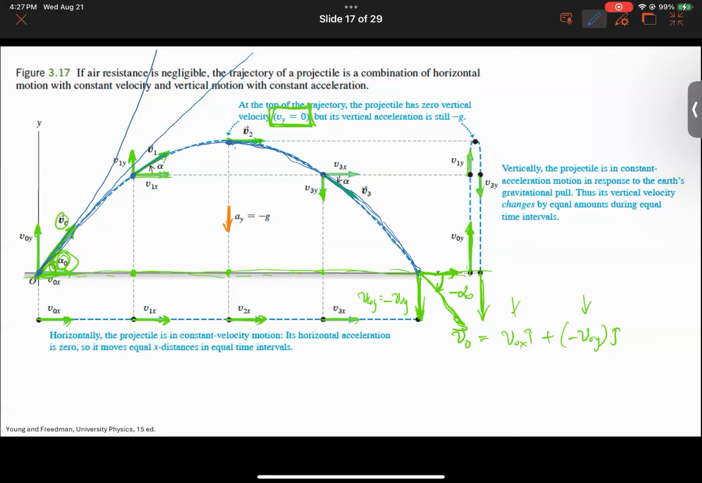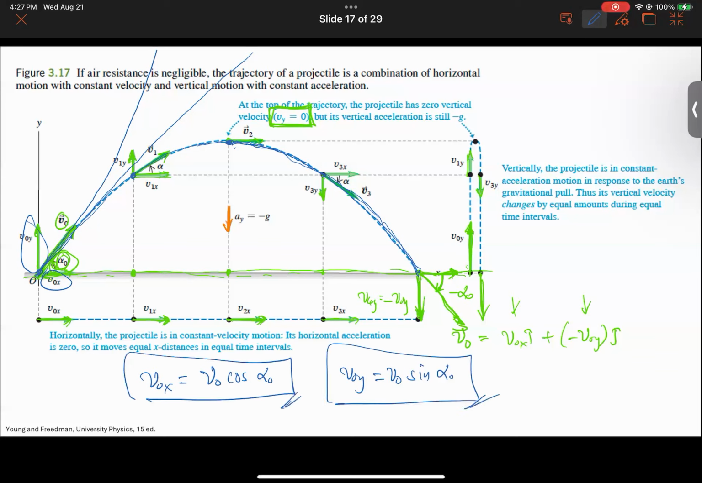So from this figure, we can also define the x and y components of the velocity. We saw that v naught x is the x component of the initial velocity, which is nothing but v naught times cosine alpha naught. And v naught y is the y component of the initial velocity, so this is v naught times sine alpha naught.